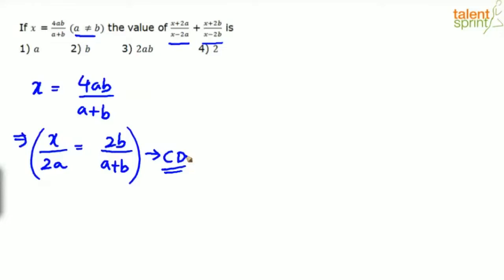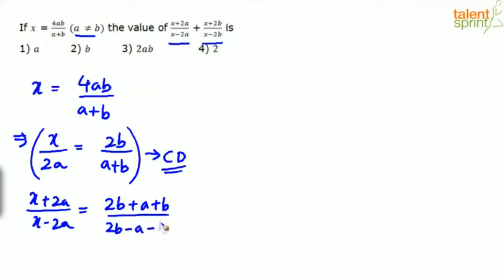We have already discussed all these things in algebra. Now apply componendo dividendo. So what do we get? (x plus 2a) by (x minus 2a) equals (2b plus a plus b) divided by (2b minus a minus b). You can simplify this. This becomes (3b plus a) by (b minus a). What is important is the left hand side term, (x plus 2a) by (x minus 2a), which is what is required in the question.